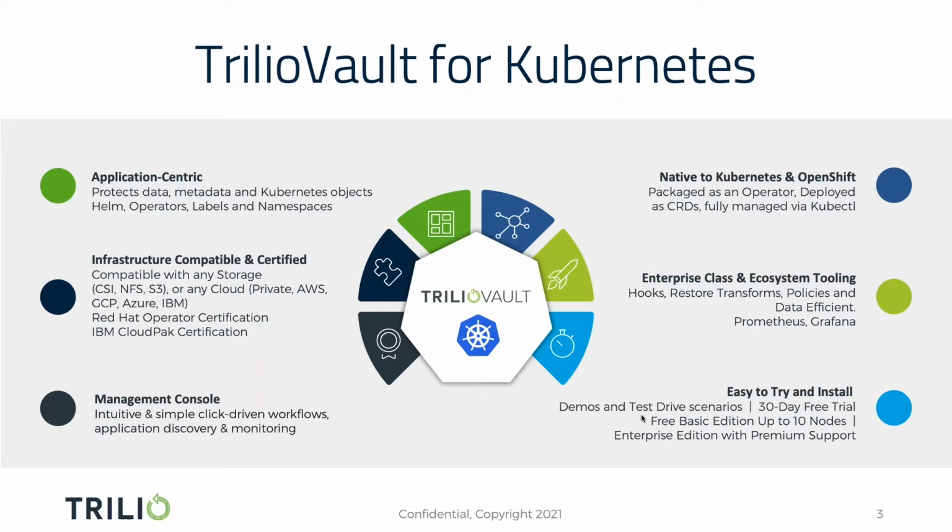The product is completely built native to Kubernetes and OpenShift. What we mean by that is that any Kubernetes distribution that is built and certified with upstream Kubernetes, Trilio Vault will work automatically on top of that. Because we are native to Kubernetes and certified for upstream, we work in any distribution, whether it's OpenShift, EKS, AKS, GKE, Rancher, Tanzu, you name it. As long as it's certified, we'll work on it.